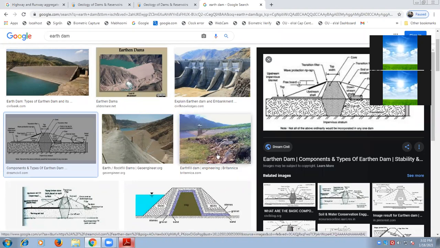Okay, so if these rocks have openings, such as channels, then it may lead to leakage of water through the reservoir. And therefore, we need to be very careful while constructing the dam.